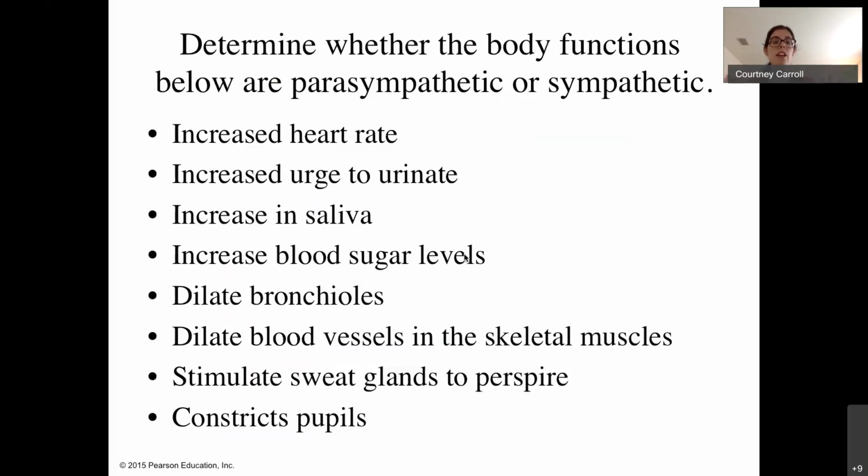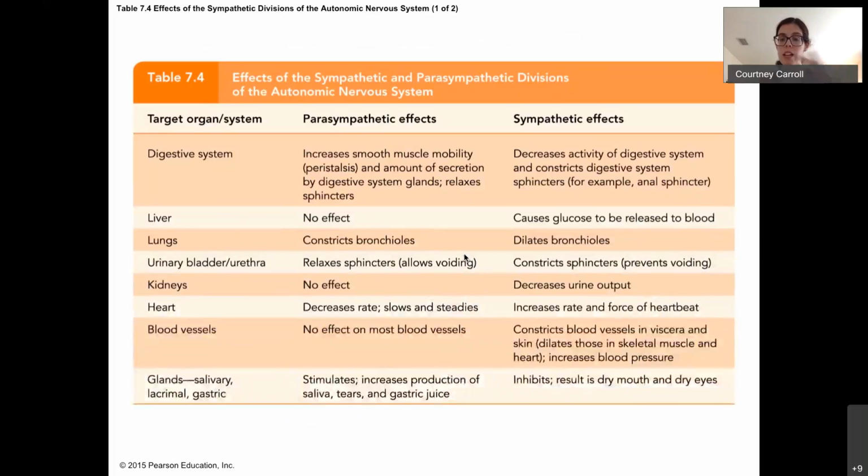So if you're looking at a giant list, you want to try and think of yourself in those two situations. Sympathetic, facing a giant bear. Parasympathetic, just ate a really big meal. And what would your body do? So which one would be responsible, for example, for increasing heart rate, increasing the urge to urinate, increasing the saliva in your mouth, increasing your blood sugar, dilating your bronchioles and your blood vessels, stimulating your sweat glands, constricting your pupils? Most of it is intuitive when you think about those two situations. Facing a bear, eating a big meal. Sympathetic, parasympathetic. Okay, if it's not, here's a giant table that breaks it all down for you even more.